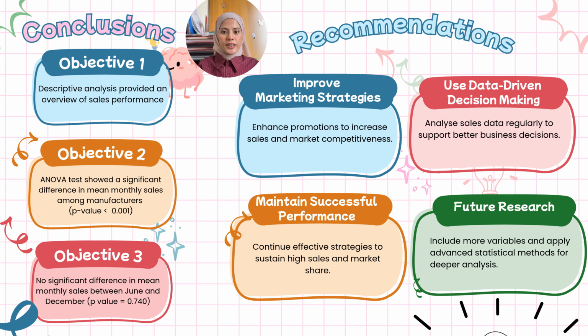And for Objective 3, the independent sample t-test shows no statistically significant difference in the mean monthly sale between June and December. This means that the month itself does not significantly affect monthly vehicle sales between these 2 periods. Overall, the findings demonstrate that the type of car manufacturer has a greater influence on vehicle sales than the difference between June and December. These results provide useful insight for understanding sales performance and support data-driven decision-making in the automotive industry. Based on these findings, we propose several recommendations.